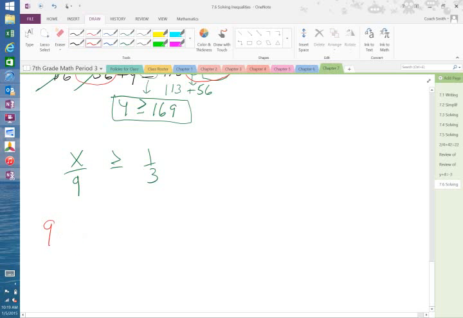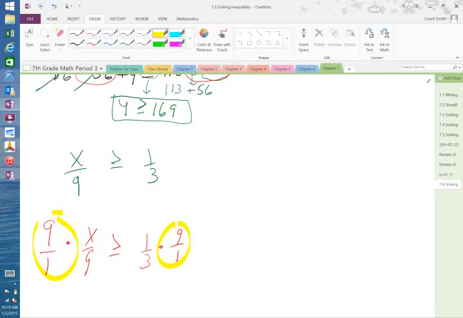Let me do this. That's going to look bad. 9 over 1 times x over 9 is greater than or equal to 1/3 times 9 over 1. So this is the part that we added to each side of the inequality. If you do it to both sides, it's still the same inequality. It's when you start doing it that you change the problem. Okay? So here, on the left side, the two 9s cancel each other out.